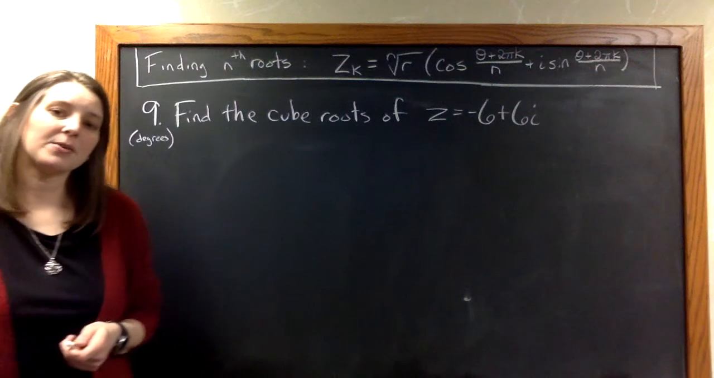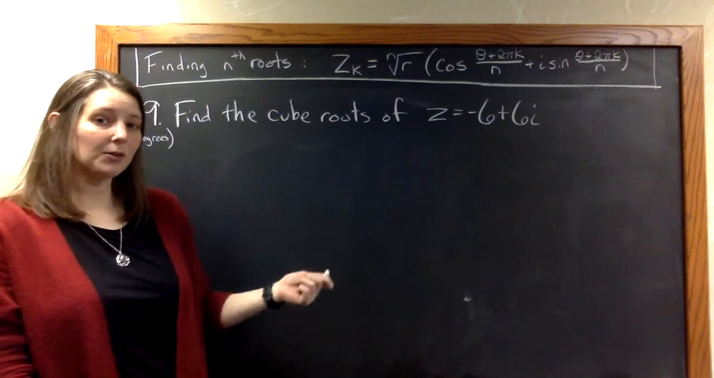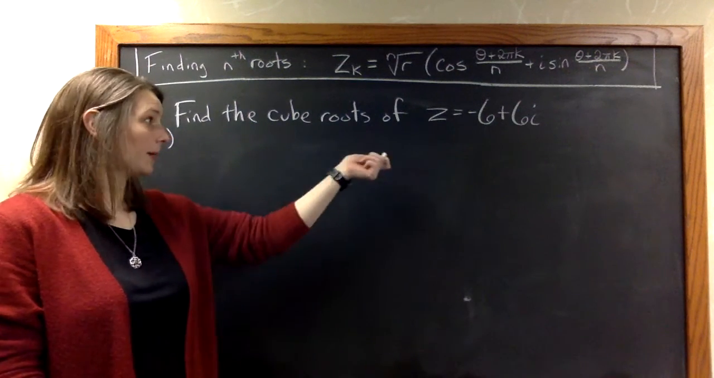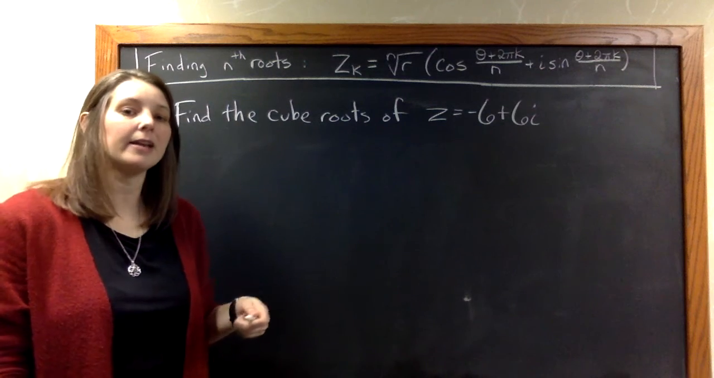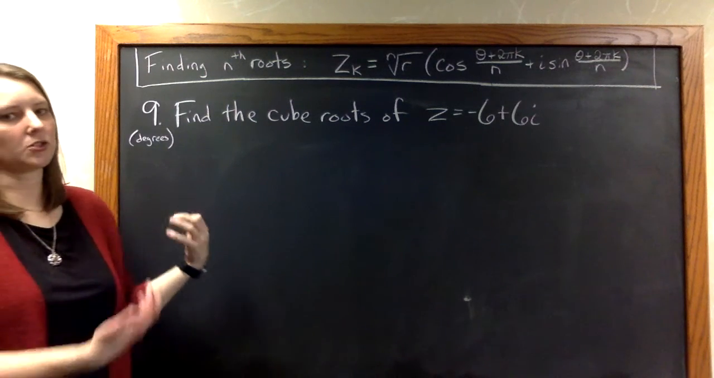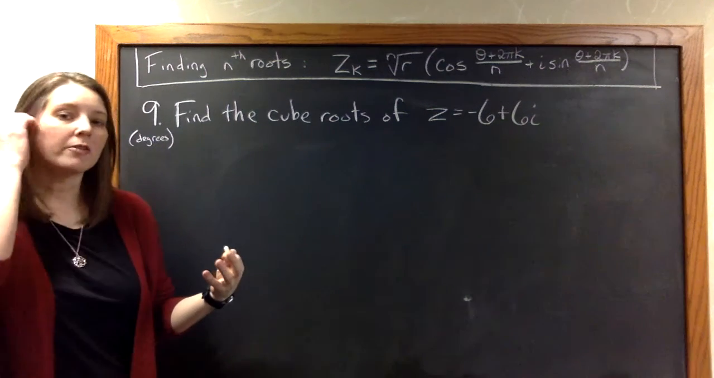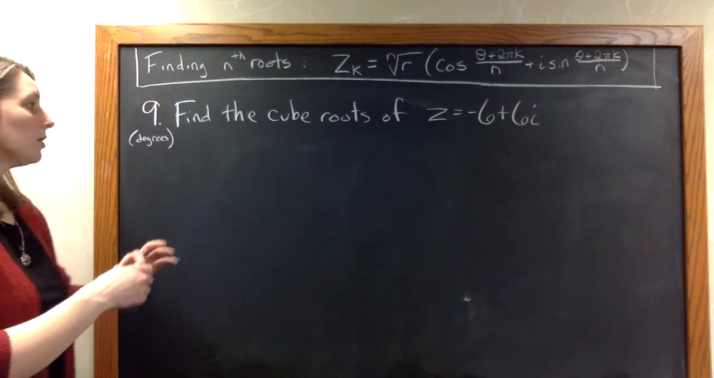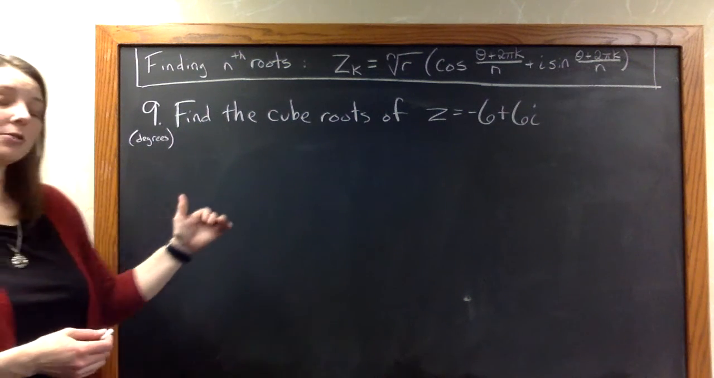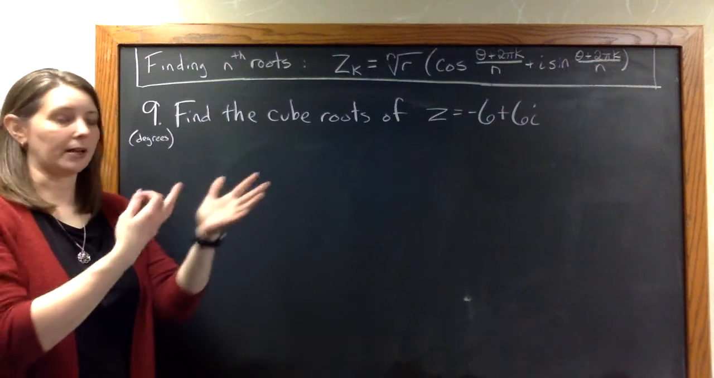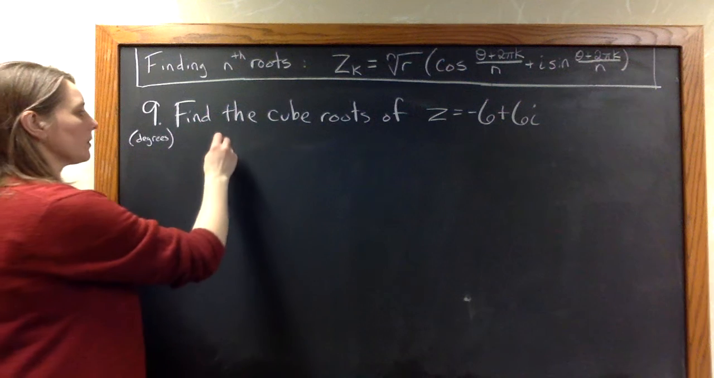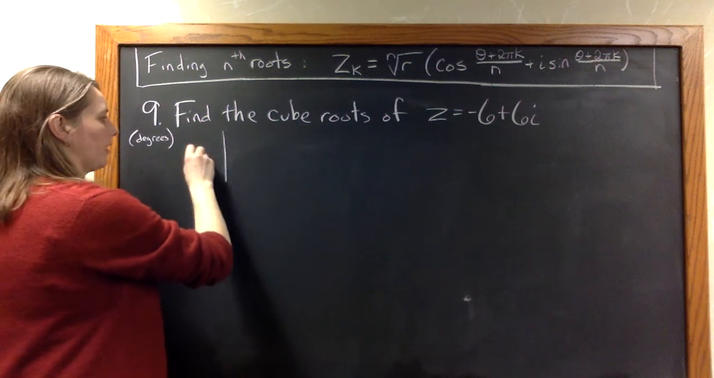We're going to check out question number 9. We're going to find the cube roots of this complex number, -6 plus 6i, and we're going to do this one in degrees, just so I can show you that this formula works for both radians and degrees. So the first thing that we need to do is write this in trig form so that we can actually use that formula. So I'm going to go ahead and graph that.